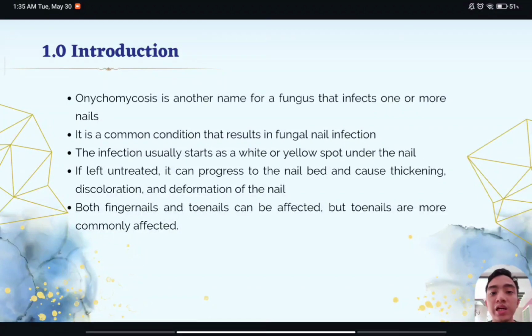Yeast, such as Candida species, can also cause nail infections. People with a compromised immune system or those who have taken long-term antibiotic medication frequently acquire yeast infections. Molds such as Aspergillus species are less commonly associated with nail infections. In some circumstances, such as after trauma to the nail or in people who work in settings with high quantities of fungal spores, molds can develop.